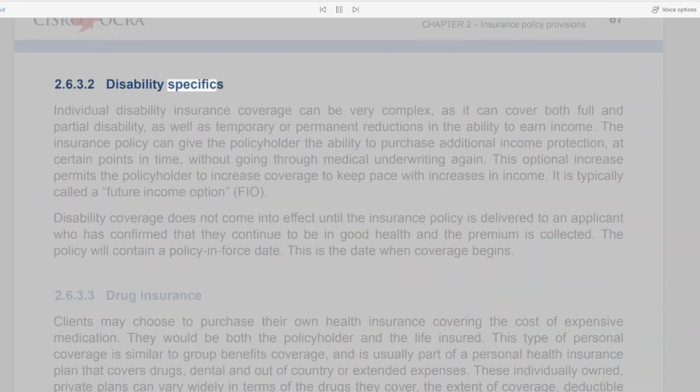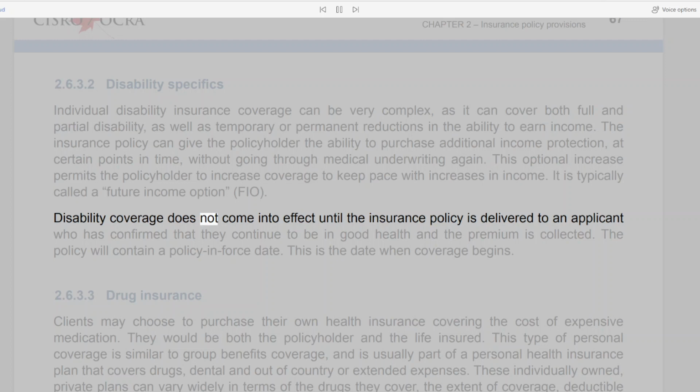2.6.3.2 Disability specifics. Individual disability insurance coverage can be very complex, as it can cover both full and partial disability, as well as temporary or permanent reductions in the ability to earn income. The insurance policy can give the policyholder the ability to purchase additional income protection at certain points in time, without going through medical underwriting again. This optional increase permits the policyholder to increase coverage to keep pace with increases in income. It is typically called a future income option, FIO.